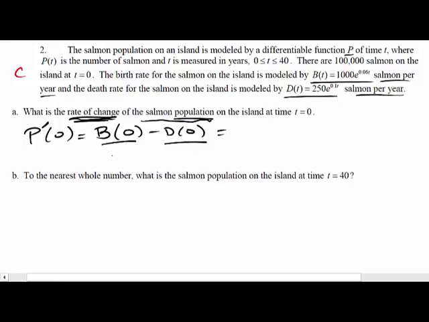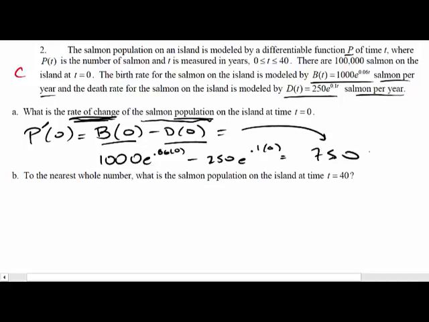I can do this by hand. 0.06 times 0 minus 250 e to the 0.1 times 0. This gives me 1,000 minus 250, which is 750. I can also just skip from here to 750 because I'm allowed to use a calculator on this question. And this would be 750 salmon per year, even though it doesn't ask for units.